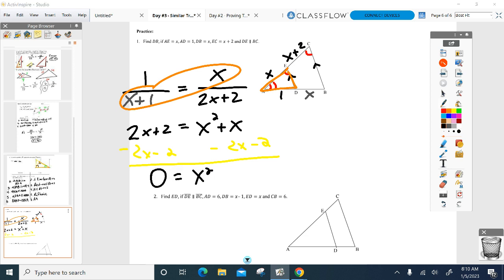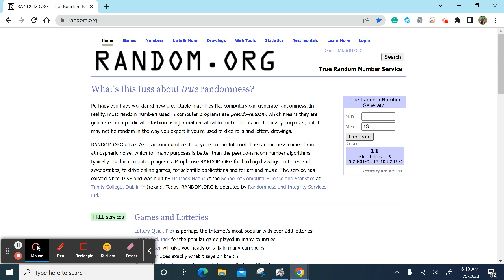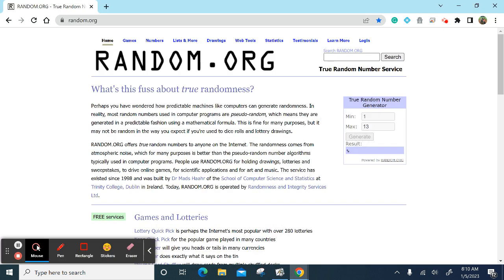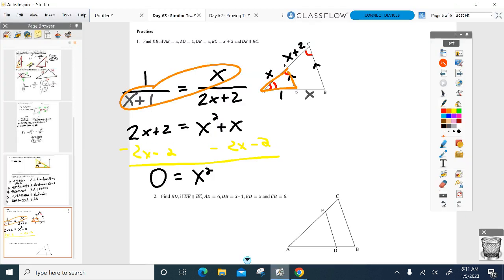What do I end up with for the rest of it? What's the rest? What's the rest of it? X squared minus 1x minus 2. Nice job.